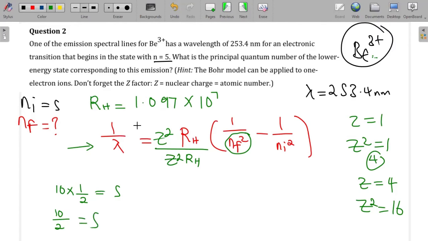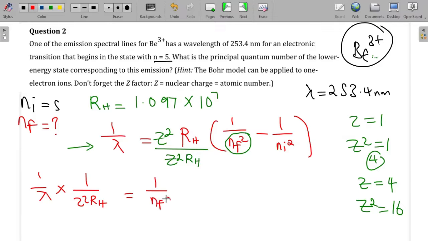So this is what I mean here. I'm dividing all this by z squared RH, so dividing this by this is the same as multiplying by 1 over this. So that's what I'm going to have there so that you're not confused. On my left, I have 1 over lambda multiplied by 1 over z squared RH, which equals 1 over nf squared minus 1 over ni squared.